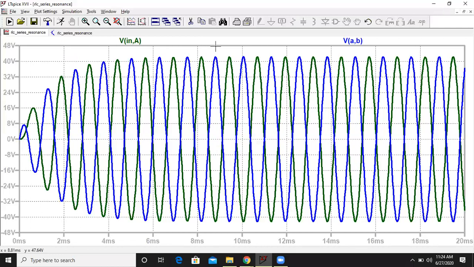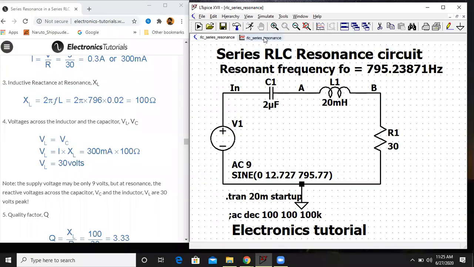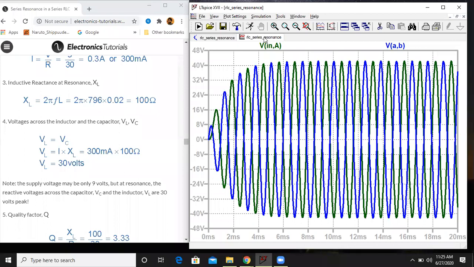Are you all getting these waveforms? Hello, if you have any doubts, you all can let me know. Are you all getting these waveforms as you can see in your screens, so that I can proceed for the calculations? So as you can see, this is the voltage across the inductor and the capacitor. They have the same magnitude.